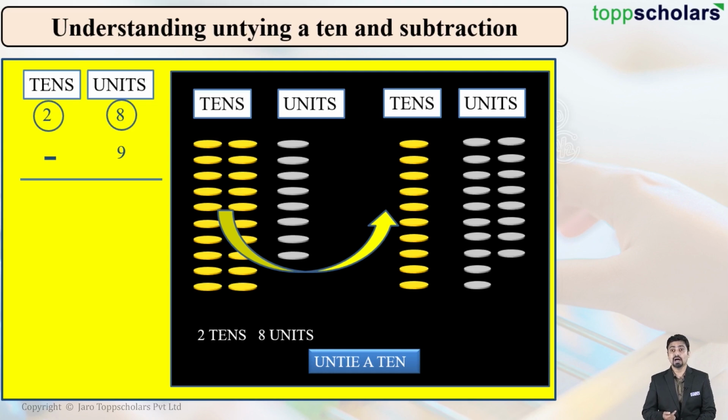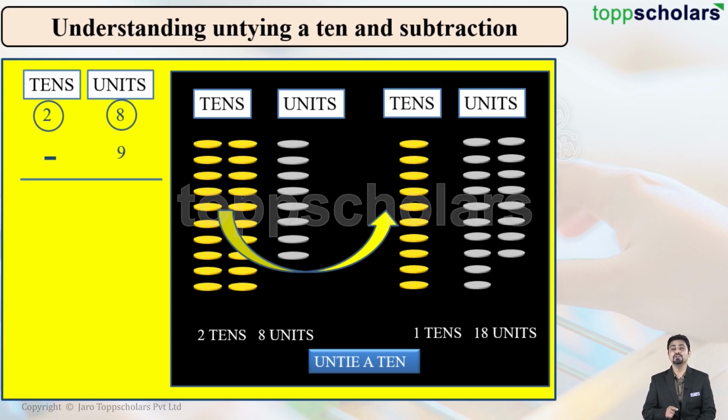Now, in the tens column, I can say I have 1 tens, whereas in the units column, I count by each unit. So, how many units are there? Please count. If you count, you will see you have 18 units. How many units? 18 units.